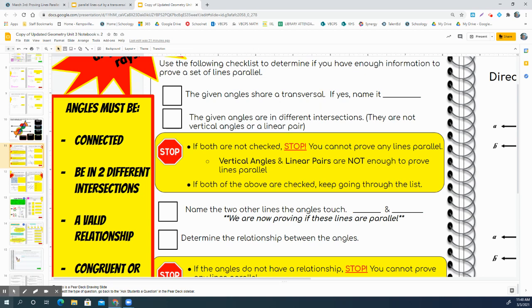And actually, let me highlight that. Will it let me do that? I lost my mouse. Hello, mouse.